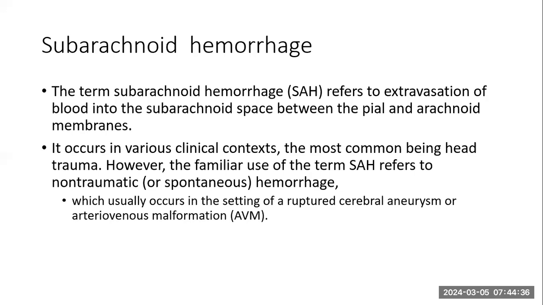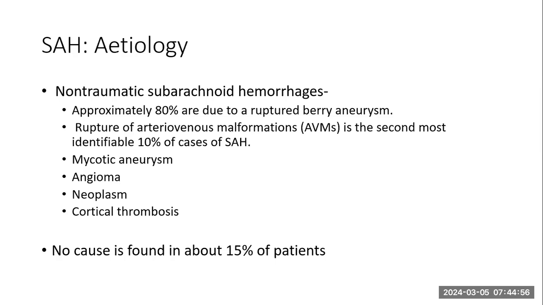It could be traumatic and non-traumatic. However, the familiar use of subarachnoid hemorrhage refers to non-traumatic hemorrhage, which is usually due to rupture of a cerebral aneurysm or arteriovenous malformation. For non-traumatic subarachnoid hemorrhage, 80% is said to be due to berry aneurysm, and rupture of arteriovenous malformation is the second most identifiable cause, which accounts for about 10%. The other possibilities are also listed there. However, in about 15% of patients with subarachnoid hemorrhage, we may not be able to pinpoint a cause.